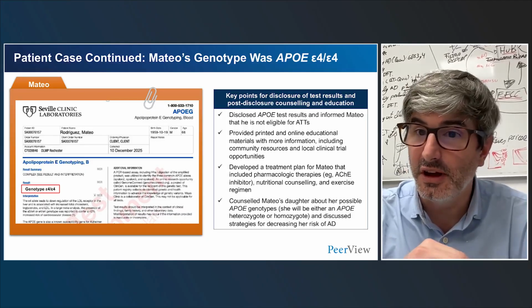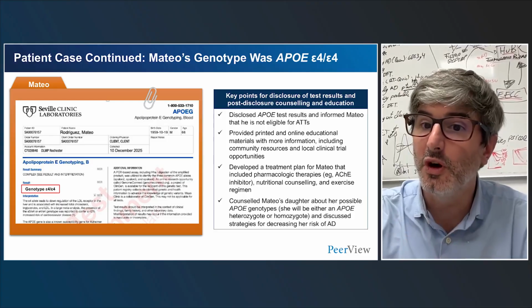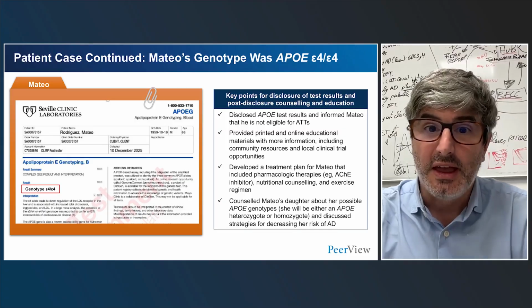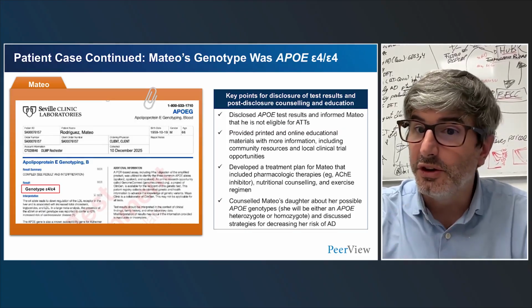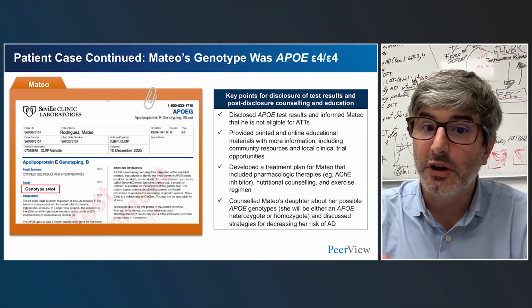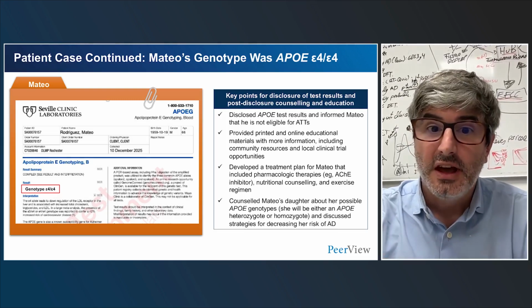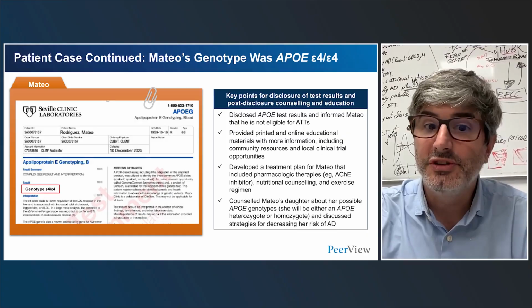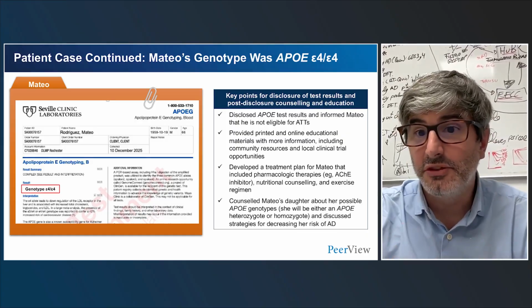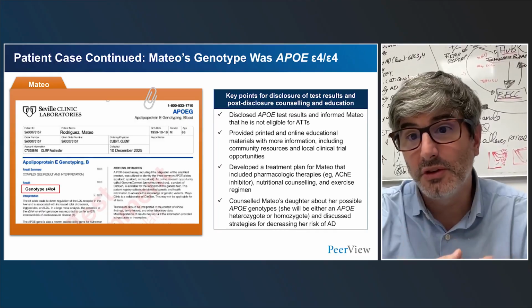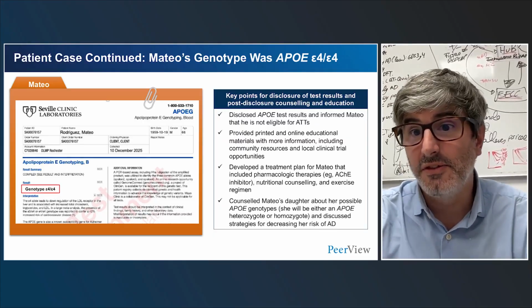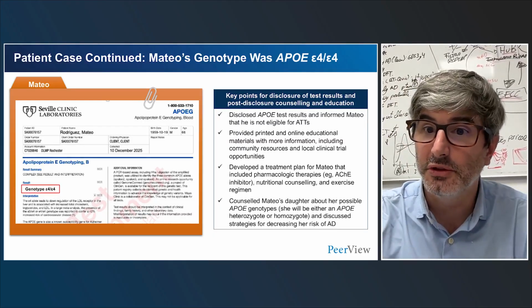As I said, the anti-amyloid therapy is not the only therapy. We really need to accompany these patients and provide other treatment options, including anticholinesterase inhibitors, nutritional counseling, and exercise. And we can consult Mateo's daughter about her possible APOE genotypes. As Frank mentioned, if the father is homozygote, at least she will be a carrier, a heterozygote. And if she wants, we should refer her to a genetic counselor about the risk of developing Alzheimer's in the future.